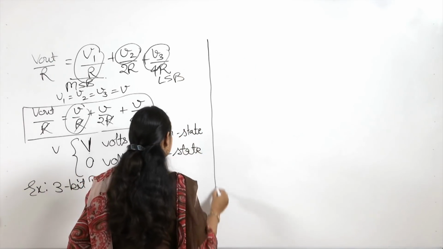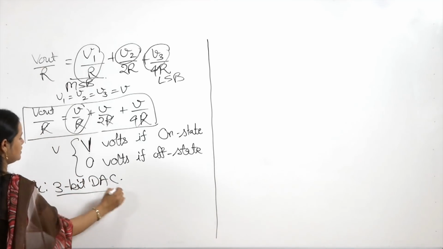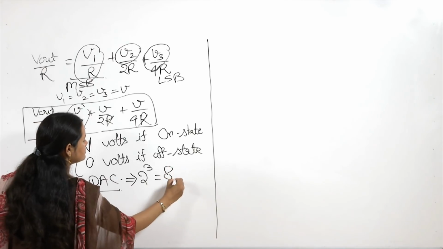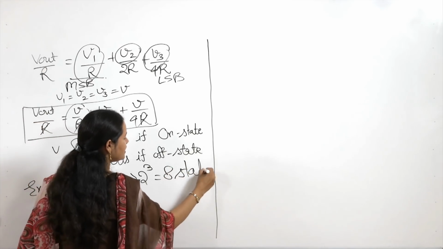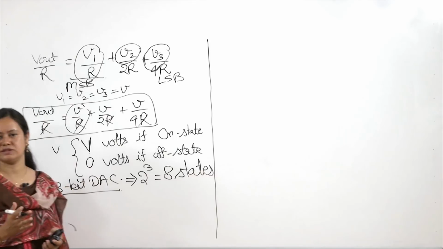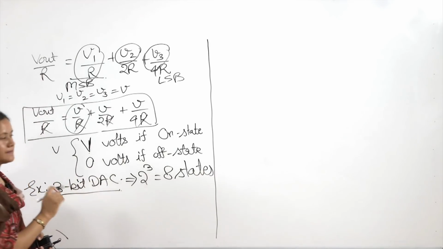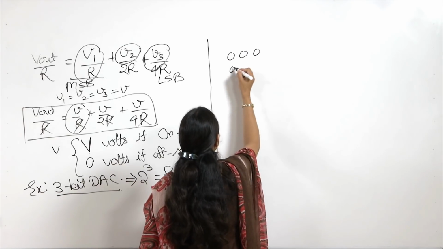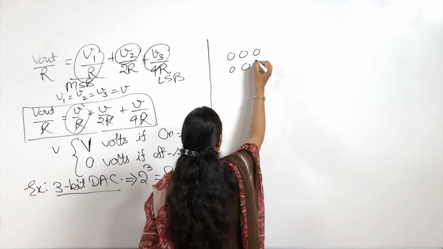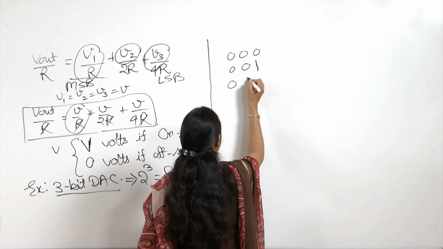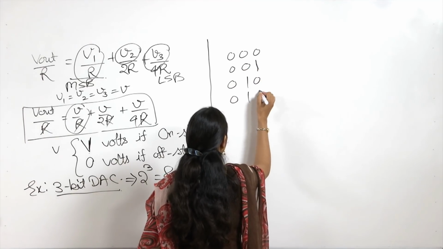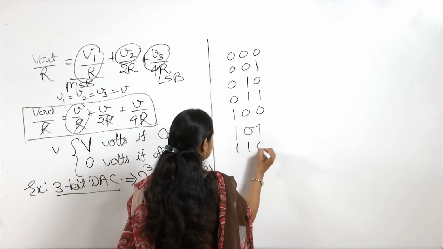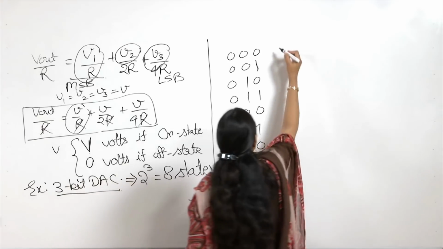Now, this 3-bit DAC will have 2 to the power 3 or 8 states basically. So, it can represent 8 different pieces of information by using 3 bits. So, let us say our input signal conditions are these: 0 0 0, the second level 0 0 1, 0 1 0, 0 1 1, 1 0 0, 1 0 1, 1 1 0 and 1 1 1. Okay.